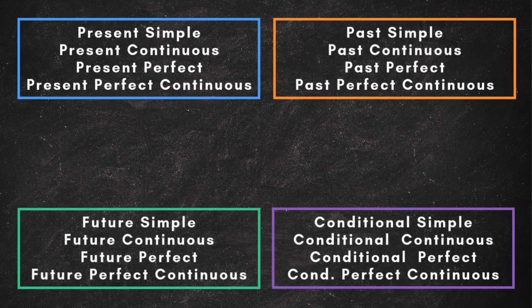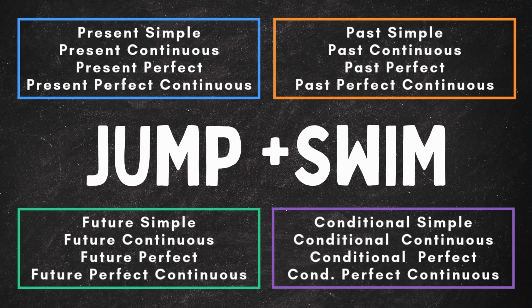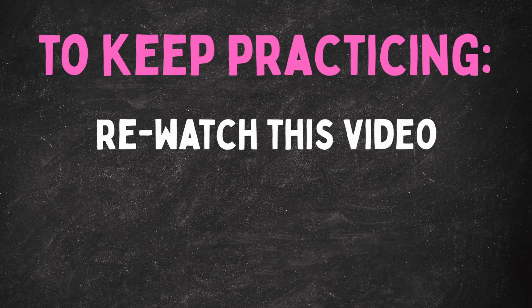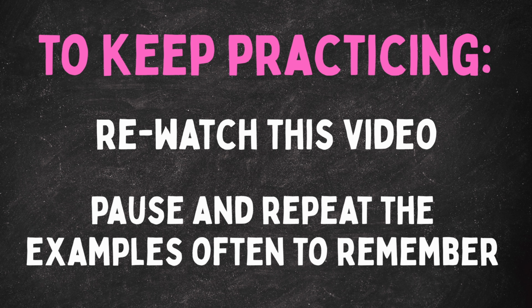Congratulations! You just learned all 16 English tenses with jump and swim. To keep practicing, re-watch this video. Pause and repeat the examples often to remember.